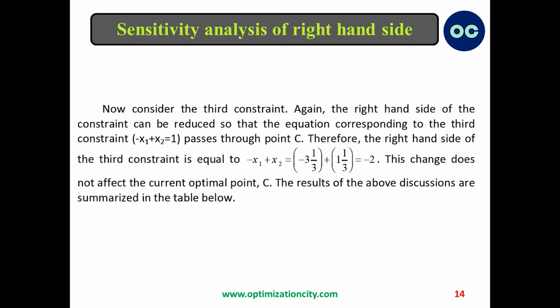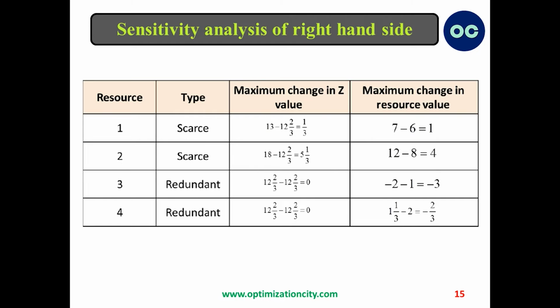The findings from the preceding discussion for the 4 constraints are summarized in the table here. As you can see, we have 2 constraints as scarce constraints, and we have 2 constraints as redundant constraints. You have the maximum change in the Z value and the maximum change in the right-hand side value for each resource.